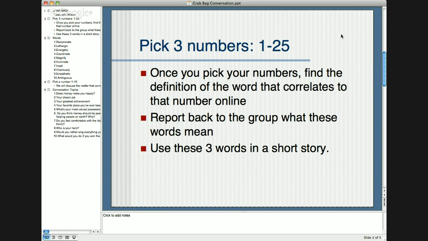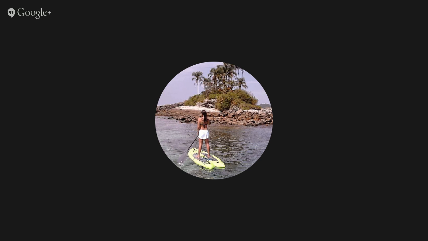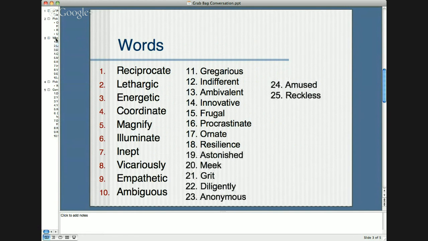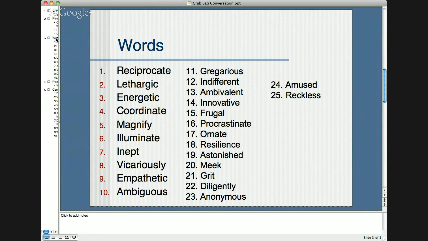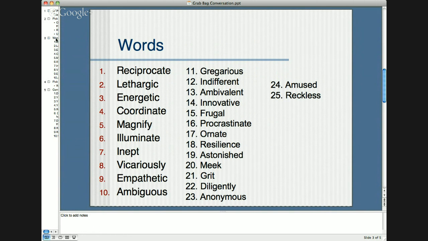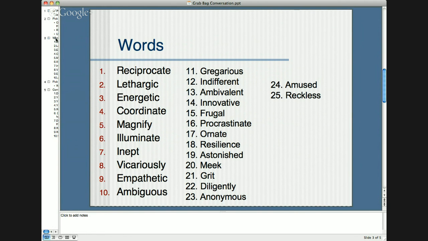Okay? So first, why don't you pick the 3 numbers? Anything from 1 to 25. All right, number 4, 9, and 11. Okay, 4, 9, and 11. So let's look. Number 4, what is it? Coordinate. Good. Number 9? Empathetic. Excellent. And number 11? Gregarious. Good. Excellent. So those are your 3 words.